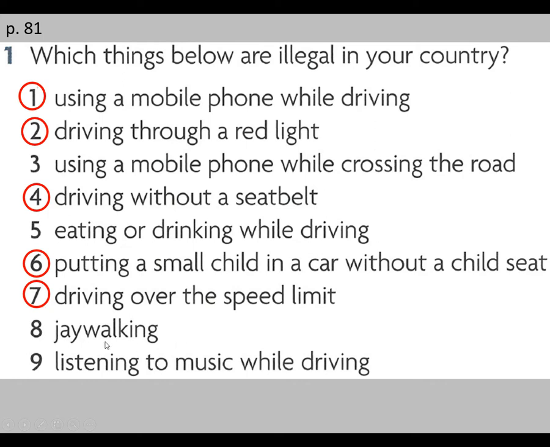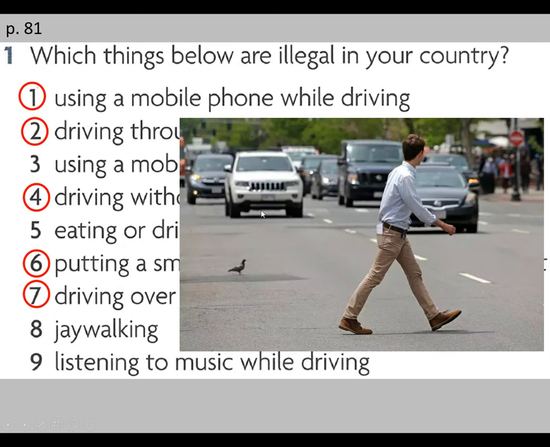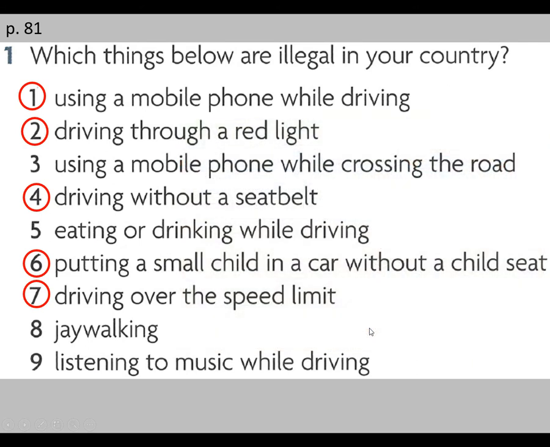Jaywalking. So what is jaywalking? Jaywalking is walking on the street that belongs to cars. And for example, this guy is jaywalking because he's crossing the road, but there is no pedestrian crossing here. In my country, this is not recommended, but it is not illegal. And the last one, listening to music while driving. No, this is not illegal. So in my country, there are 5 things that are illegal. What about you? How many things have you circled?